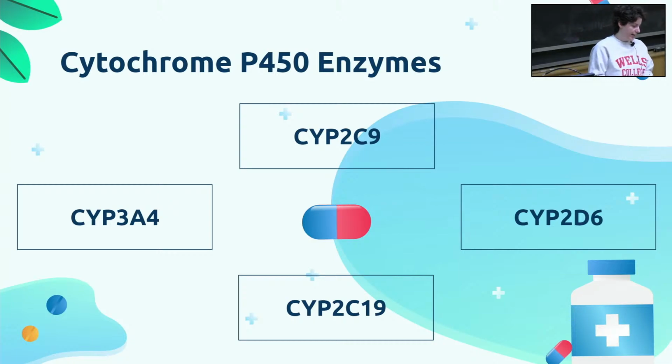And then you have 2C9, 2C19, and 2D6. 2C19 and 2D6 are the two that I'm going to focus on today.